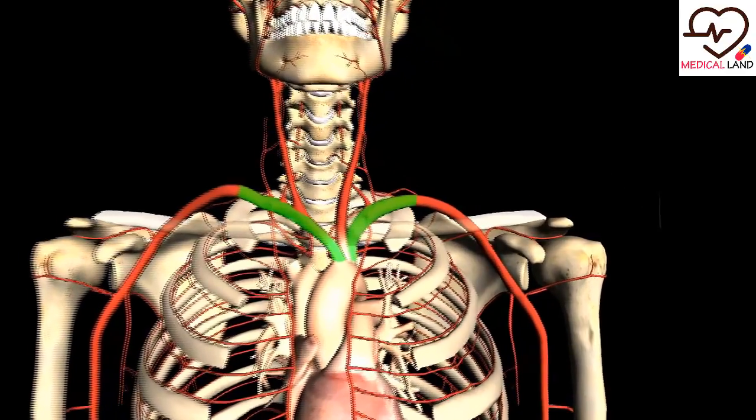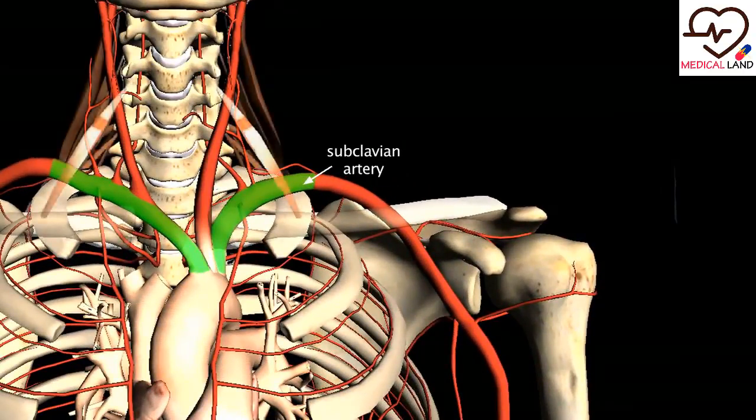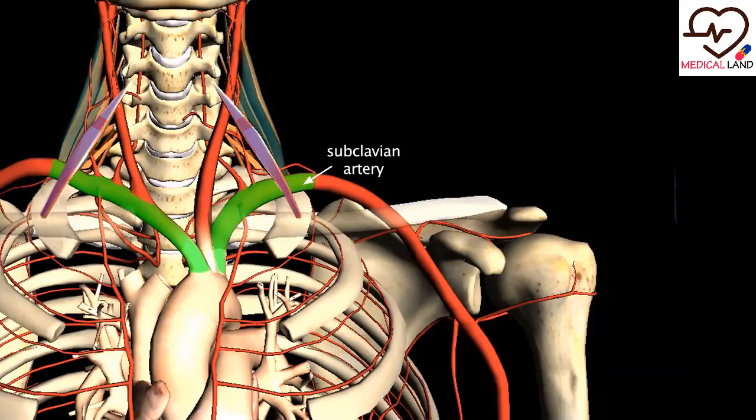Now, a clinical point regarding the subclavian arteries is that they travel deep to the anterior scalene muscles, but superficial to the middle scalenes, which is also true for the course that's taken by the major veins and nerves in this region.